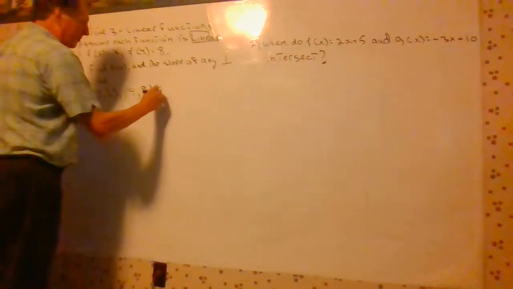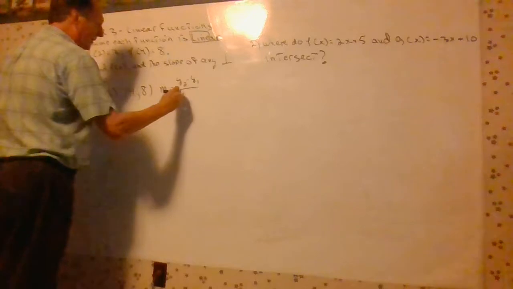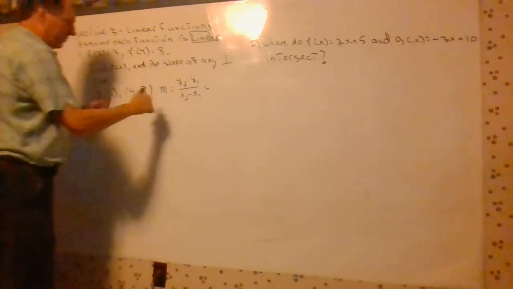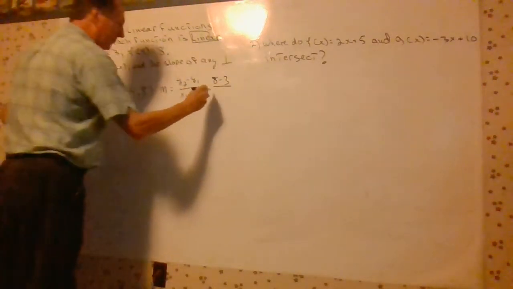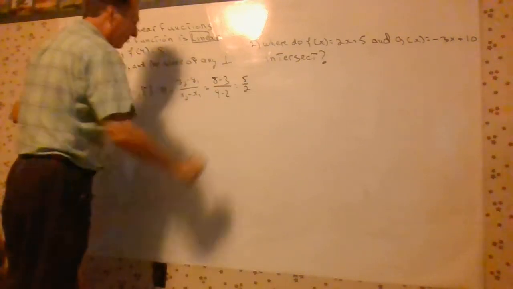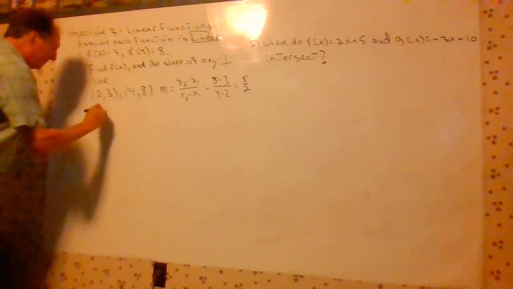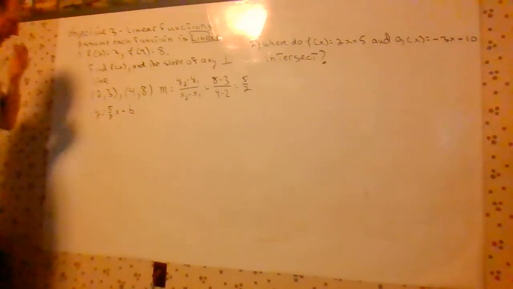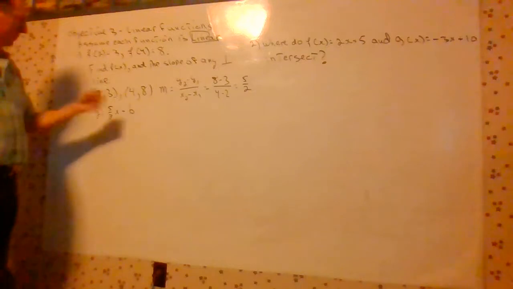Now we can calculate the slope, y2 minus y1 over x2 minus x1. And you could do 8 minus 3 over 4 minus 2. And we get 5 halves. That tells us we have y equals 5 halves x plus the y-intercept. Then all we have to do is find b.